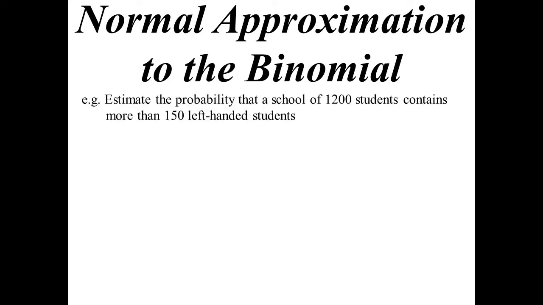That brings us to this idea of trying to approximate the binomial distribution with a normal distribution. So let's have a look at this example. We're going to estimate the probability that a school of 1,200 students contains more than 150 left-handed students. Well, how on earth would we solve this problem?